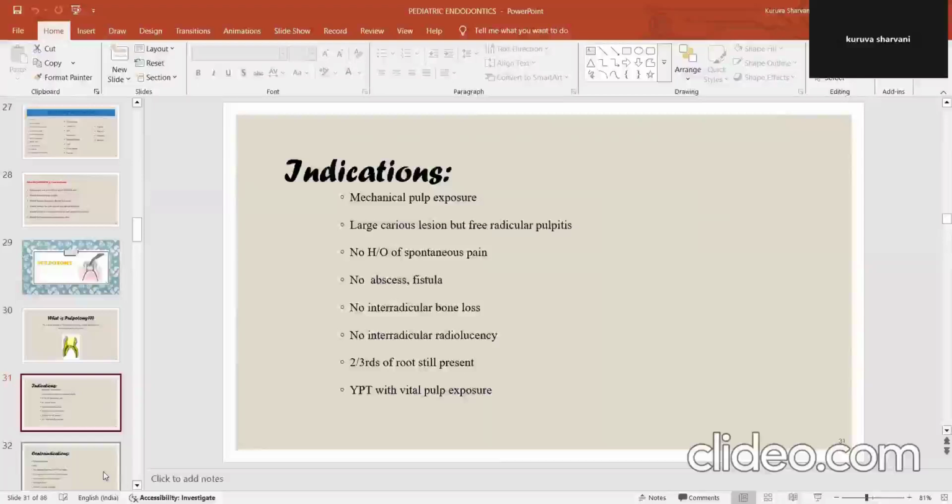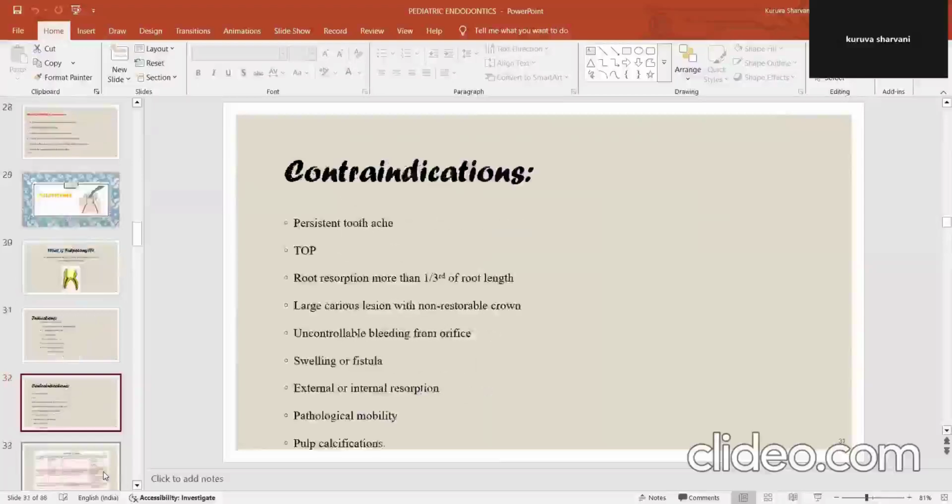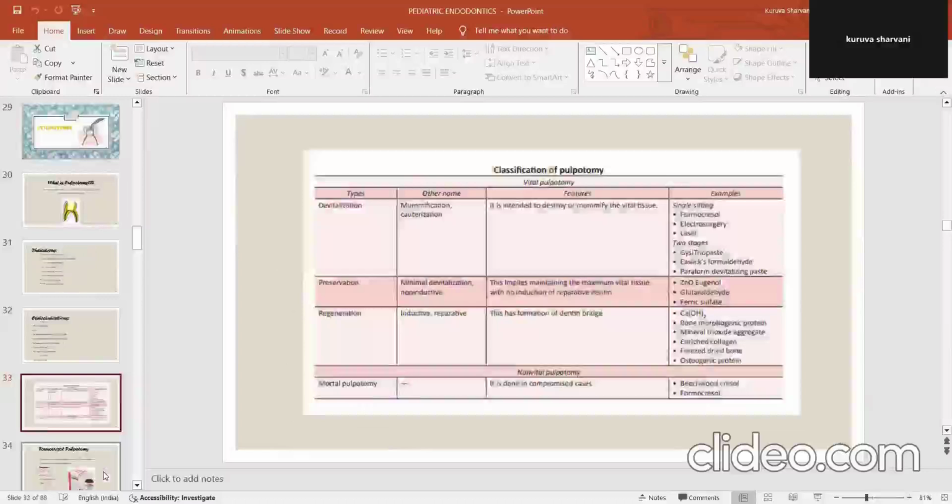Next, what are all the contraindications of pulpotomy? Root resorption more than 1/3 and uncontrollable bleeding. Main is hemorrhage. Control of hemorrhage is one of the most deciding factors whether you are going to do pulpotomy or pulpectomy. Okay. Next, pulpotomy according to Rammler.